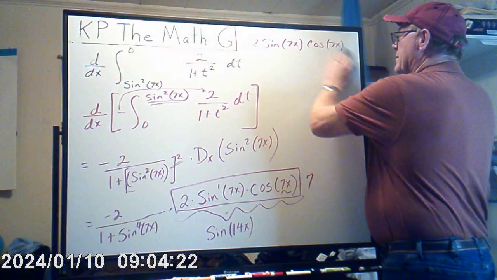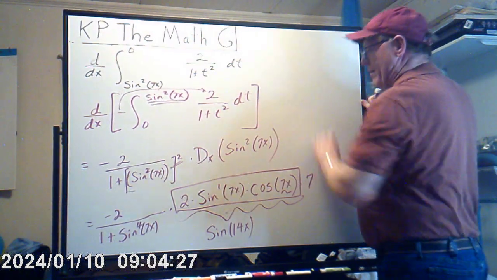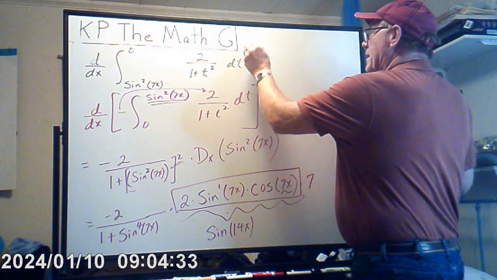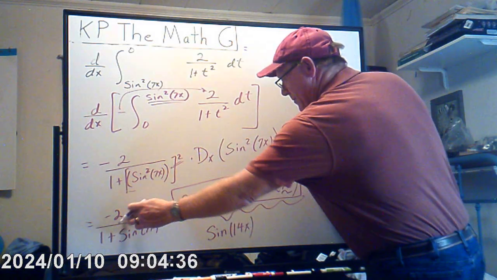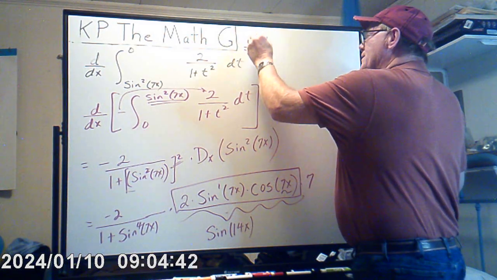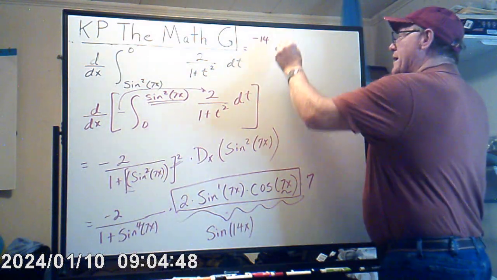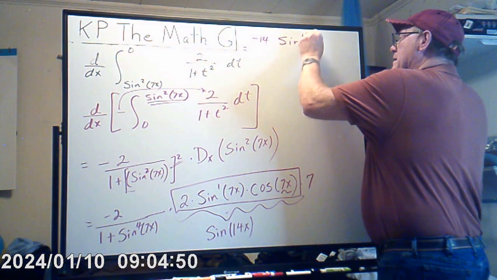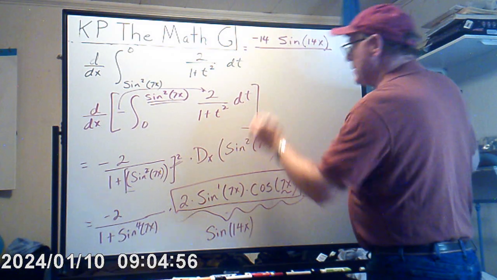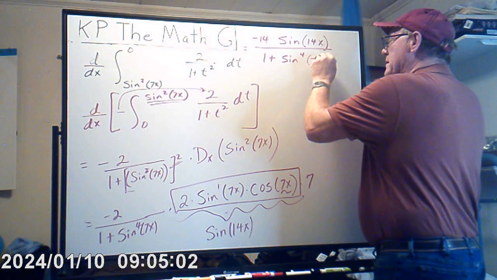Alright, I'm going to erase this so I can put my final answer up here. I knew I'd need all this space. Okay, now this is equal to, alright, now this is 7 times negative 2, which is negative 14 on top. Negative 14 sine 14x all over 1 plus sine raised to the 4th 7x.